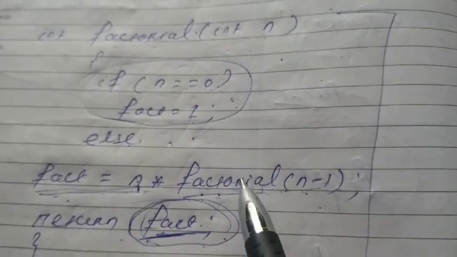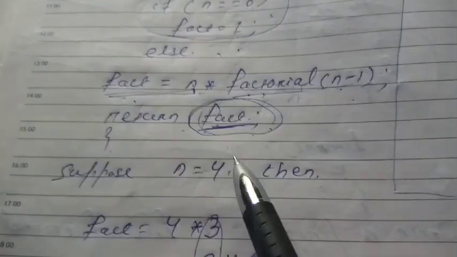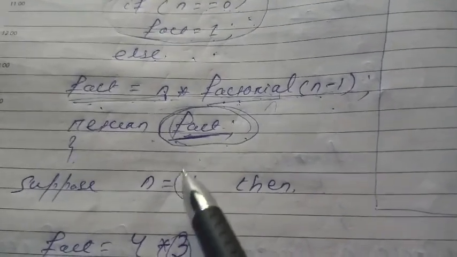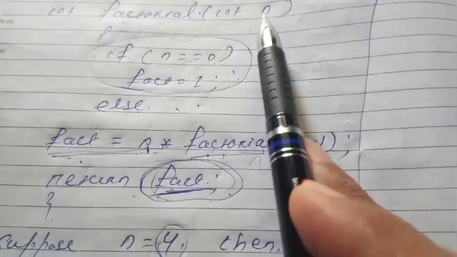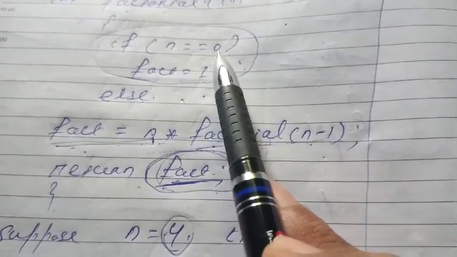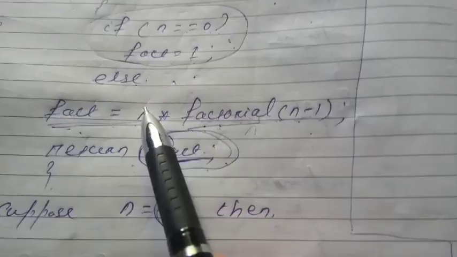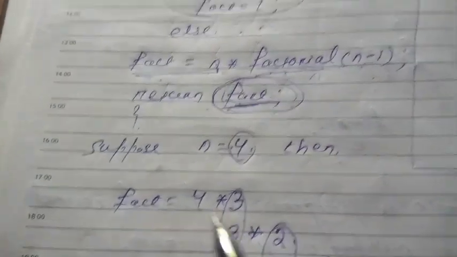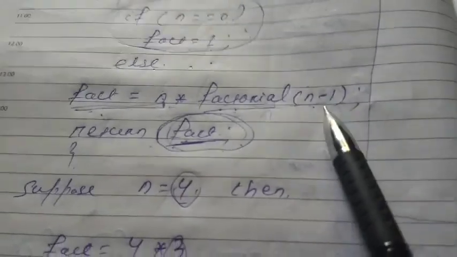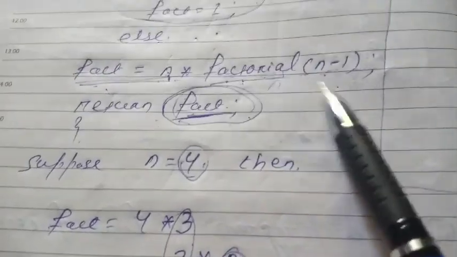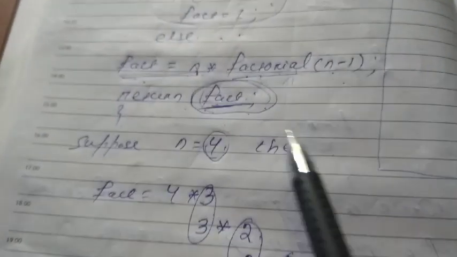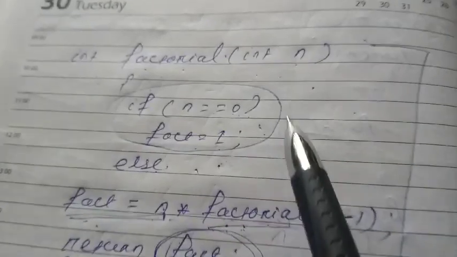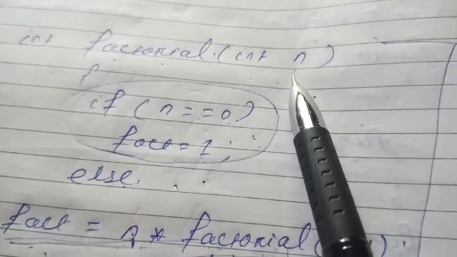Suppose we take the n value as 4. Now n is not equal to 0, so we come to the else part. What do we write? 4 into factorial of n minus 1, that is factorial of 3. So this condition is 4 into factorial of 3, which means we are again calling this function, this one, where the n value is 3.